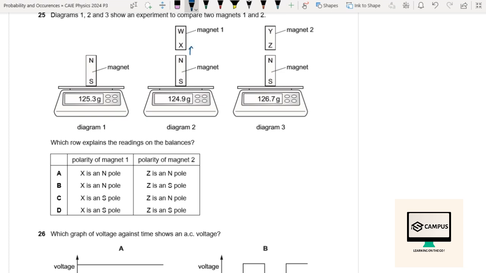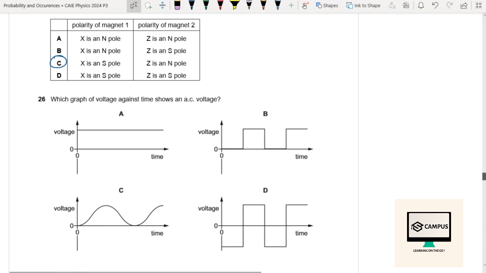So the pulling force can only be applied if this is a south pole. Similarly, the distance is increasing here, so it should be a pushing force, so north pole here. So X is south and Z is the north pole. The 25th right answer is C.